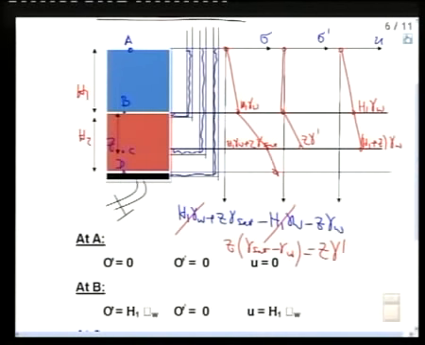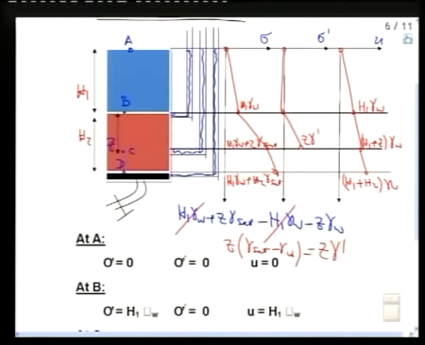What is D? H1 gamma water plus H2 gamma saturated. What about U? The H1 is 2, so it is H1 gamma water plus H2 gamma water. By the way, in the water, it's always linear.